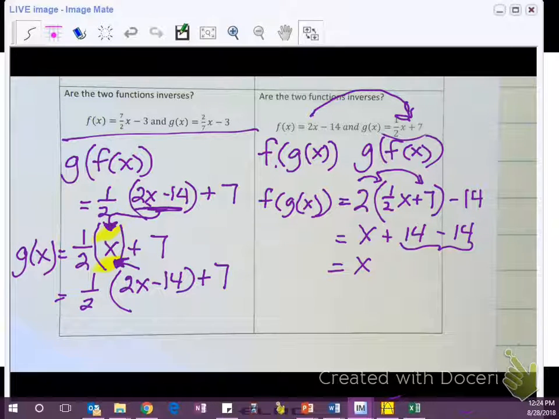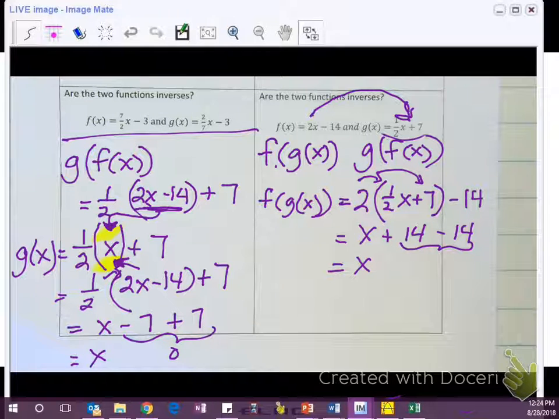So now we distribute the 1/2. So 1/2 times 2 is 1, so I have x. 1/2 times negative 14 is negative 7, and the plus 7 is still there. This is equal to 0, so now this is equal to x.